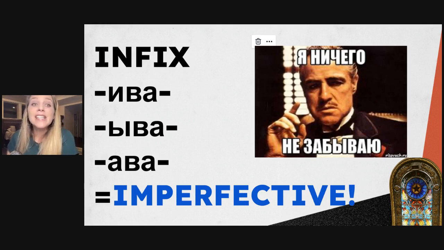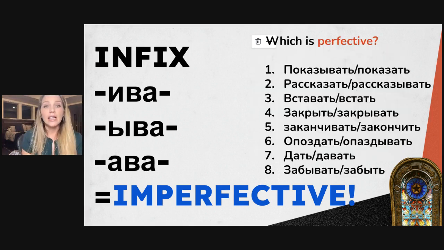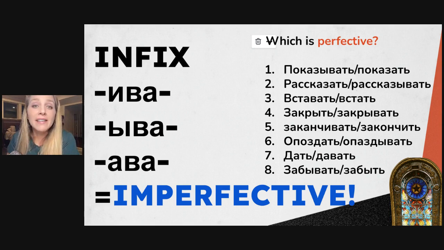If you see these infixes, ева, ива, ава, they are imperfective. Imperfective, okay? Let's try out your knowledge. Find which of these words in the partnerships are the perfective verbs. So again, if you see ева, ива, ава, that one is the imperfective. Okay, so let's go through and talk about what these verbs mean.